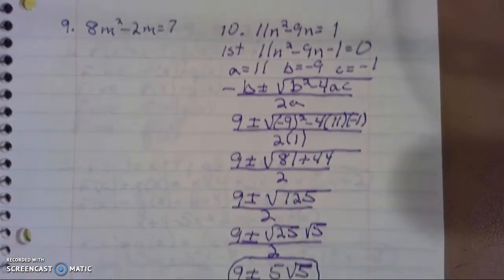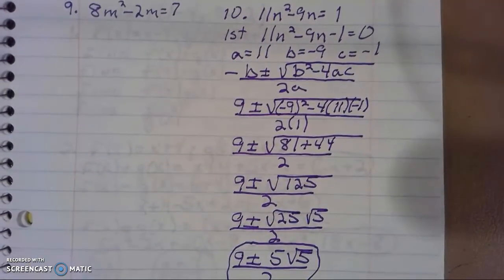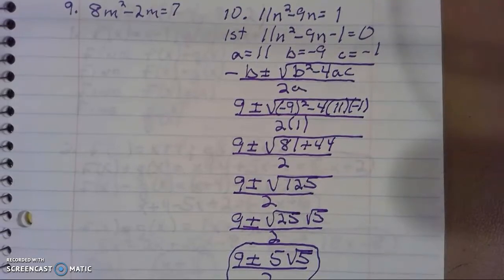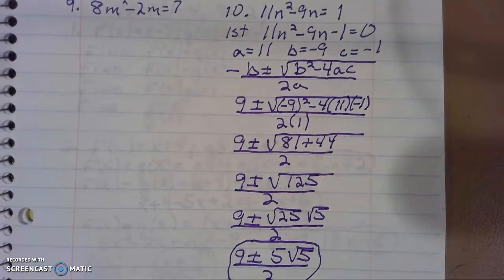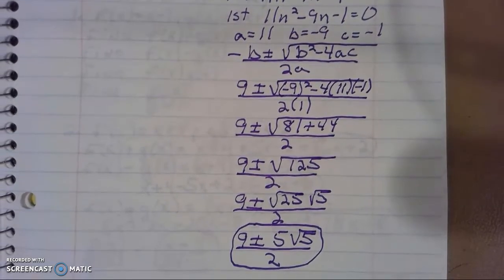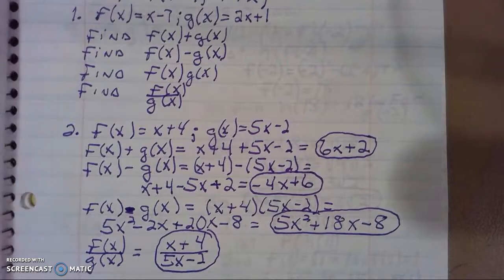Next page, number 10, 11n squared minus 9n equals 1. Remember, you got to make it equal to 0. So then your A is 11, your B is negative 9, your C is negative 1. Put it in your formula and you get your answer when you simplify. We had the square root of 125. We must break it down.